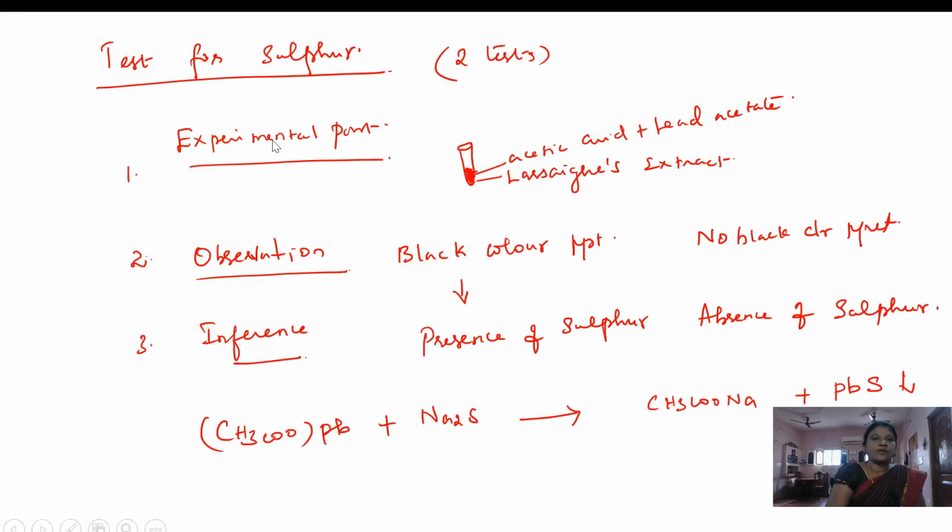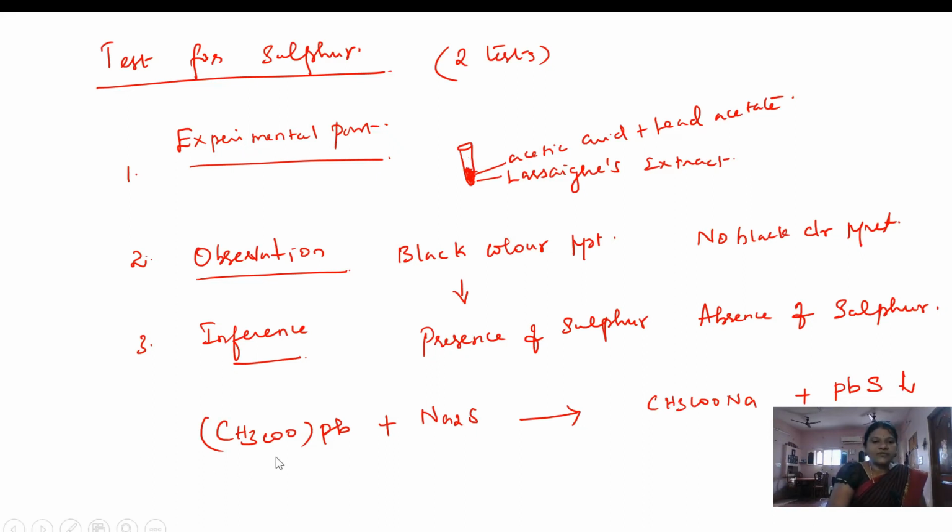Then the test for sulfur. There are two tests for sulfur. The first test is the treatment with acetic acid and lead acetate. Here we are taking 2 drops of Lassaigne extract, which is mixed with acetic acid and lead acetate. Now, if you observe a black color precipitate, it indicates the presence of sulfur. No black precipitate indicates the absence of sulfur.